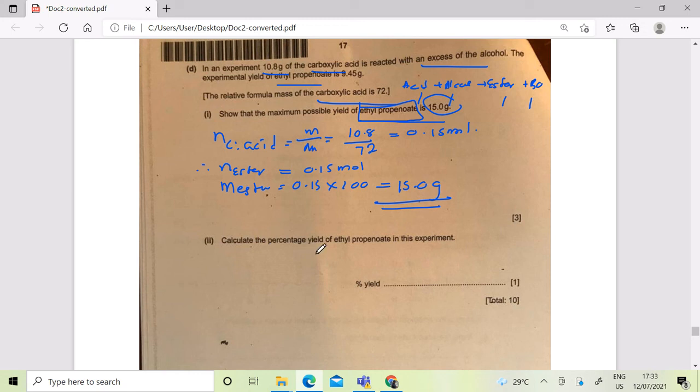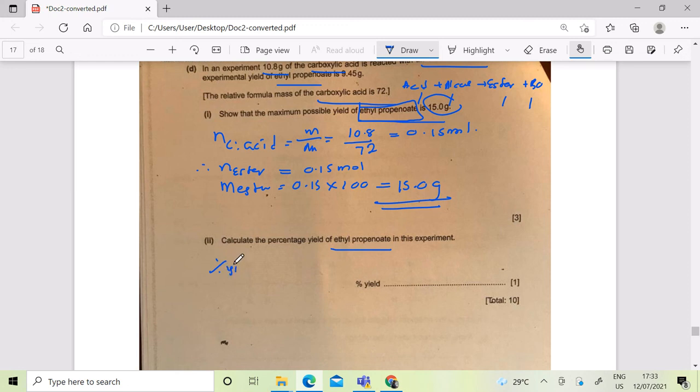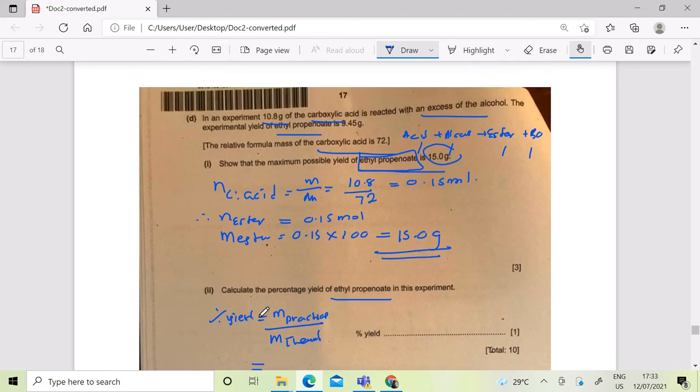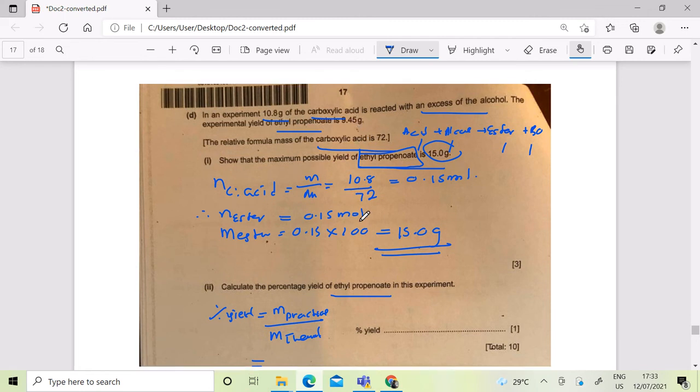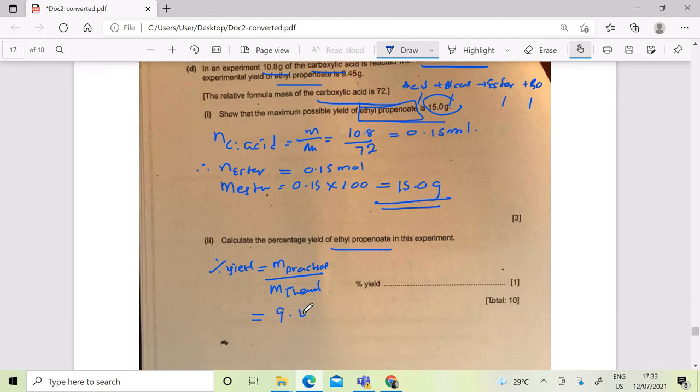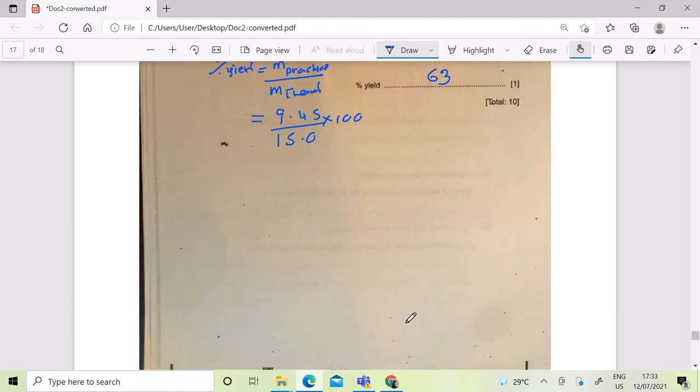Calculate the percentage yield of ethyl propanoate. Percentage yield is equal to the practical mass over the theoretical mass, times 100. You got practically only 9.45, and the theoretical mass is 15.0, so 9.45 over 15.0 times 100 ends up with 63%. That's the last question.